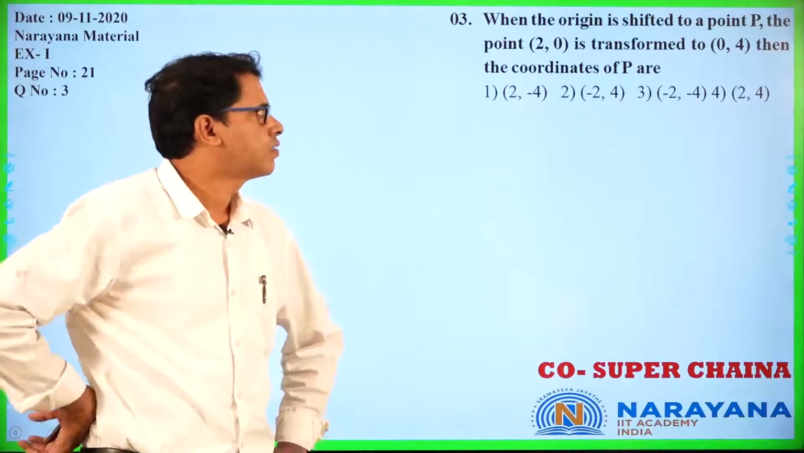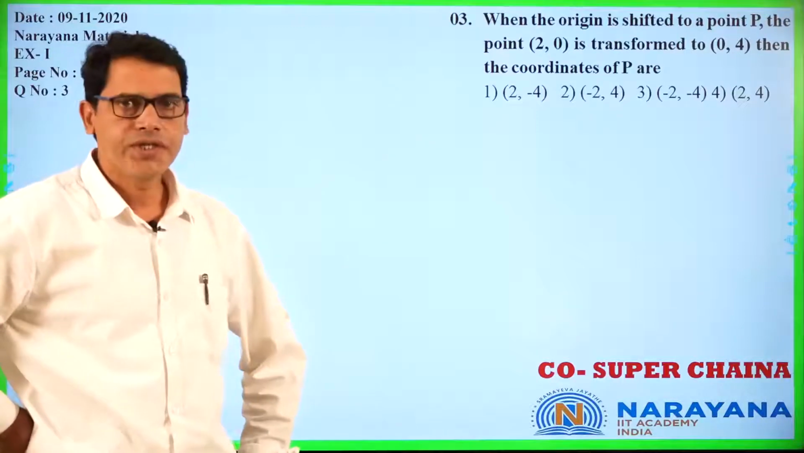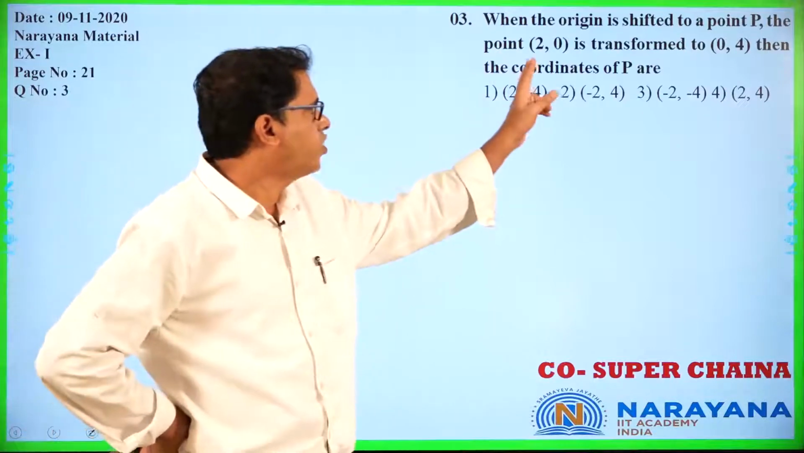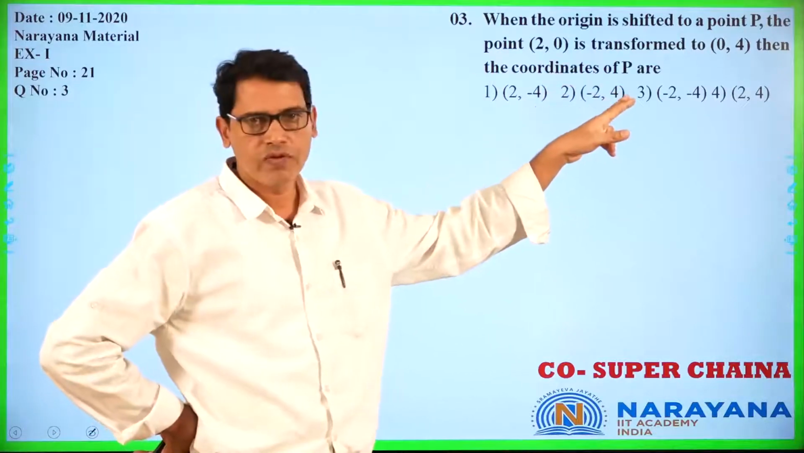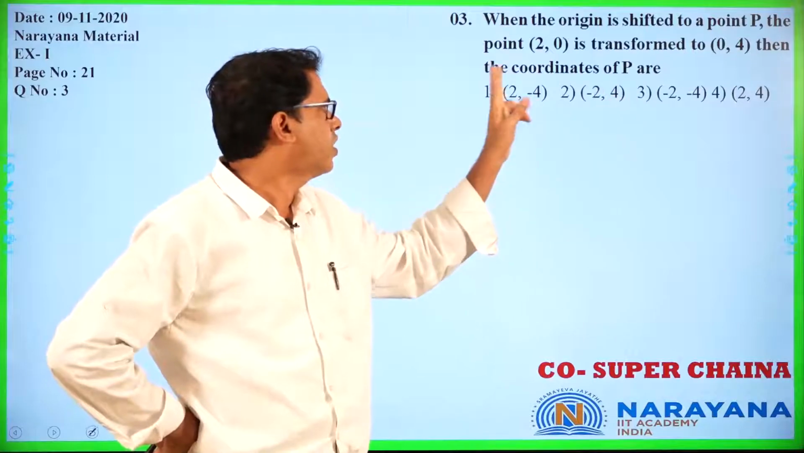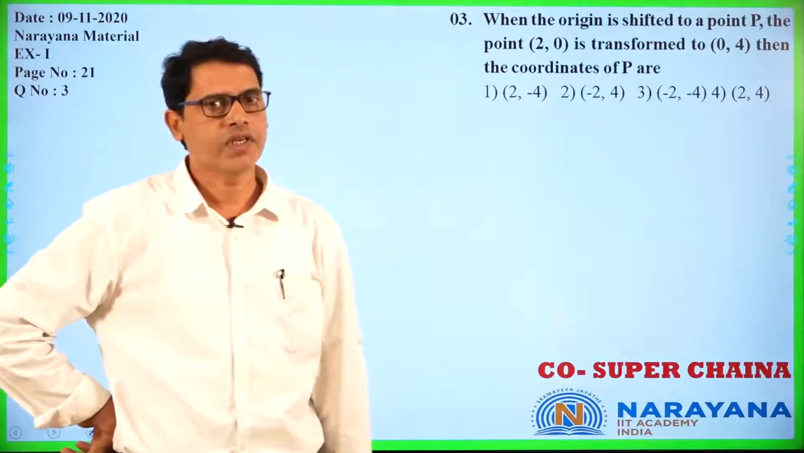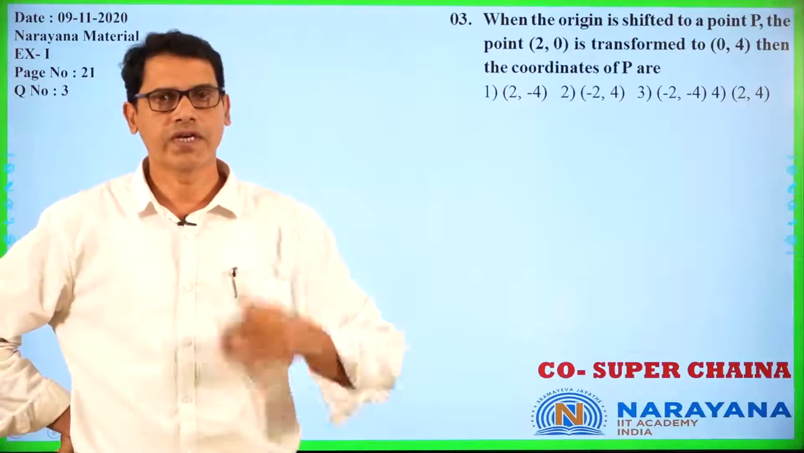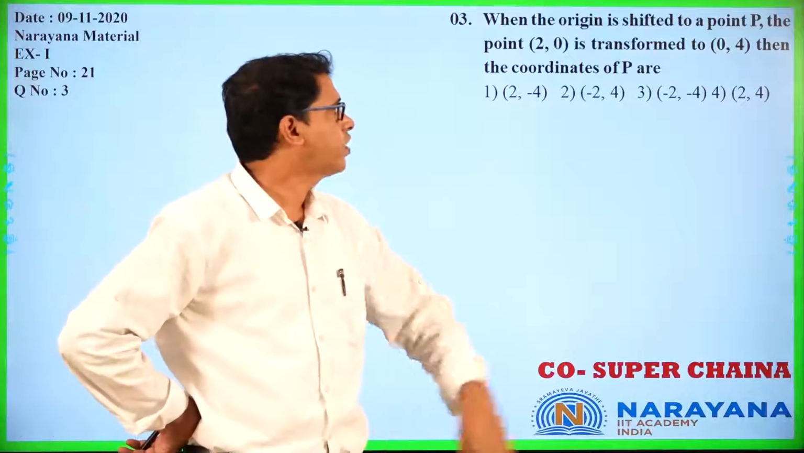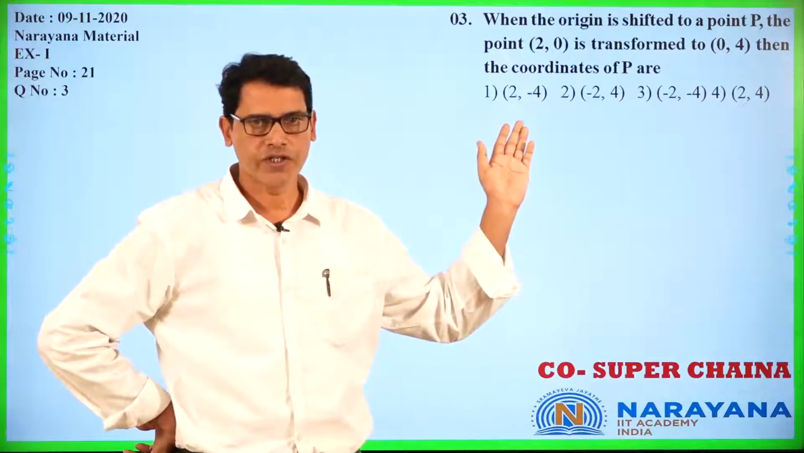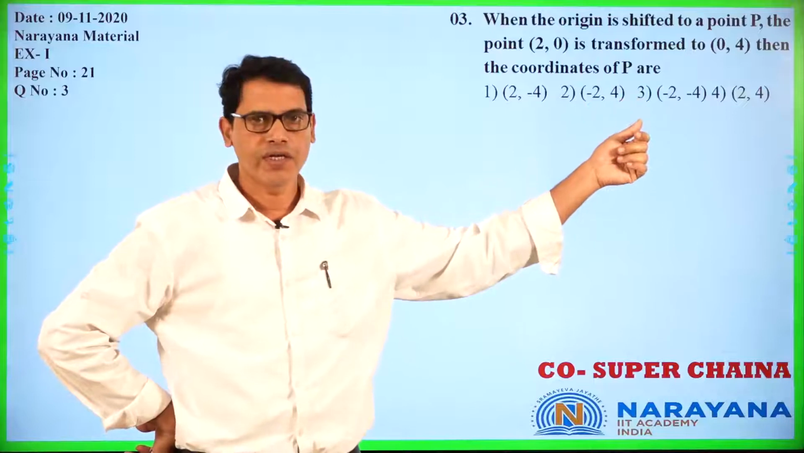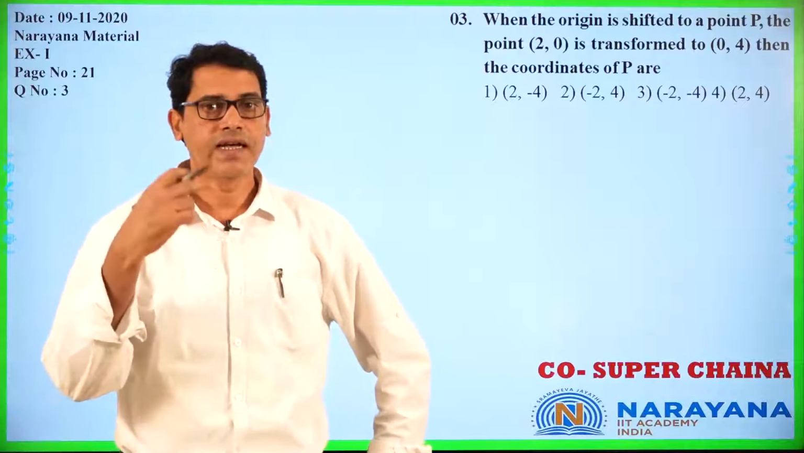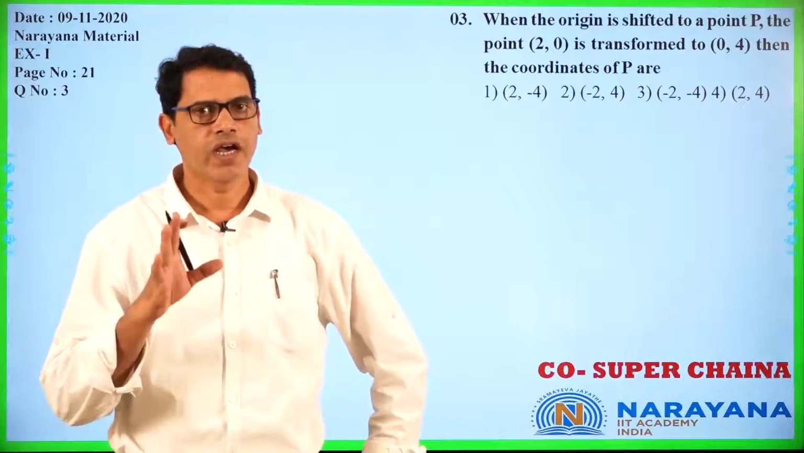Then next one, question number 3. See, here the origin is shifted to a point P. The point 2 comma 0 is transformed to 0 comma 4. Then the coordinates of P. Means here what is given? Original coordinates are given, new coordinates are given. What are the original coordinates? 2 comma 0. And what are the new coordinates? 0 comma 4. So what we have to find? We have to find the translated point.